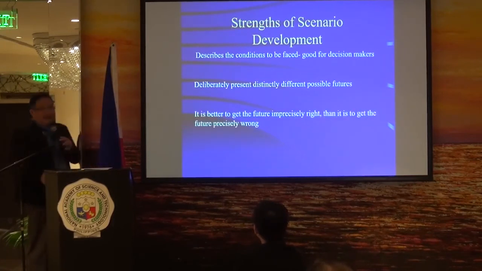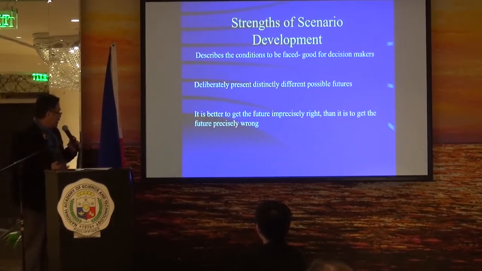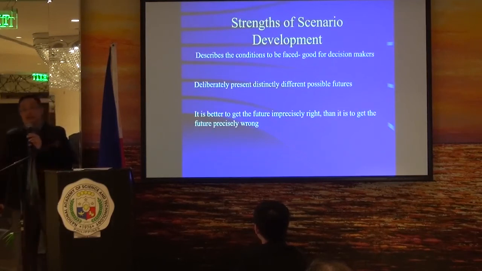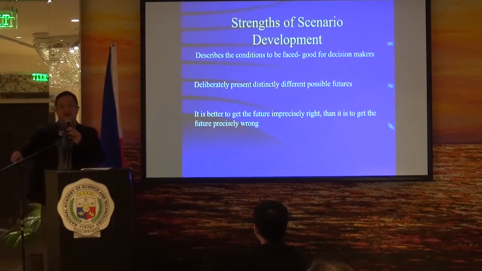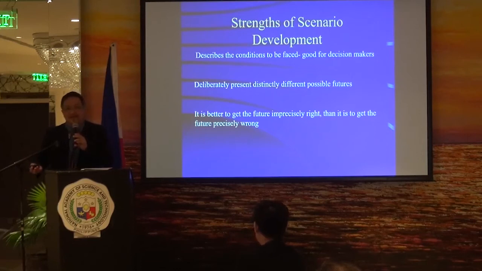Next one. Take a look at this point here. It is better to get the future imprecisely right than it is to get the future precisely wrong. Tell me industries which we got precisely wrong. The palm oil industry of Malaysia. Changing it already. Okay. The rubber industry in the Philippines, di ba?